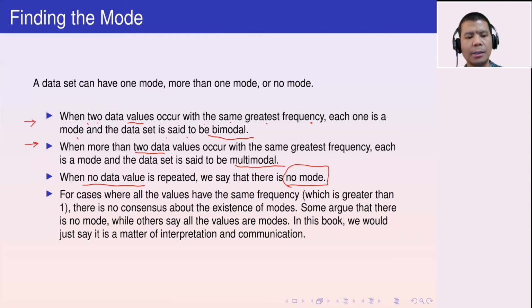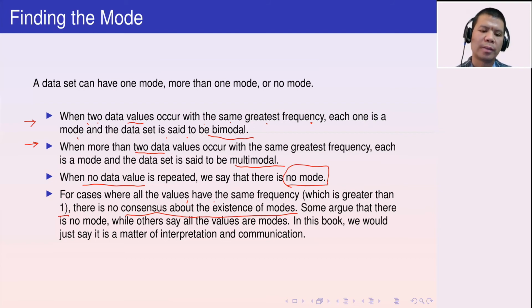And lastly, for the cases where all the values have the same frequency, which is greater than 1, okay, repeated, but the frequencies are exactly the same. In this case, there is no consensus about the existence of mode. Some argue that there is no mode, while others say all the values are modes. In this book, we would just say it is a matter of interpretation and communication. We do not take sides.